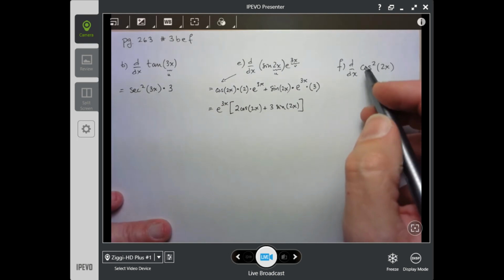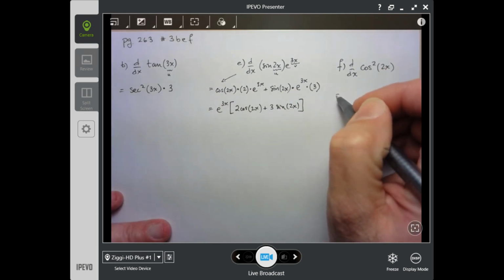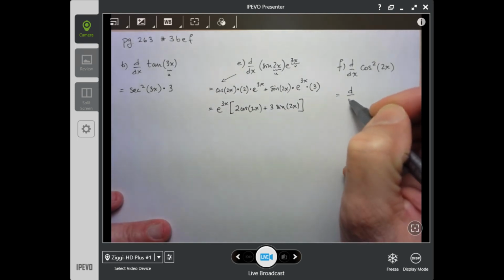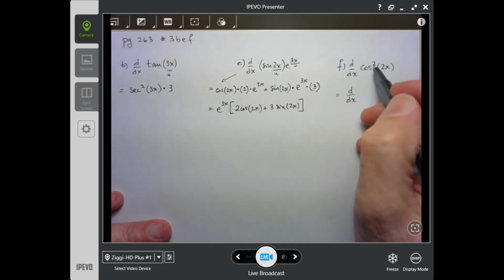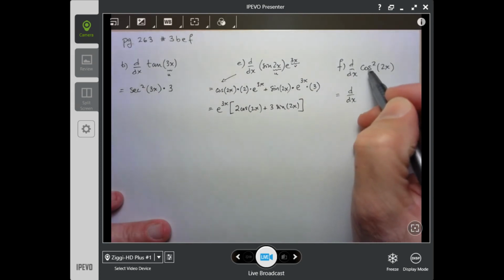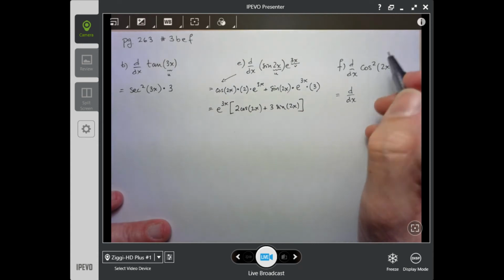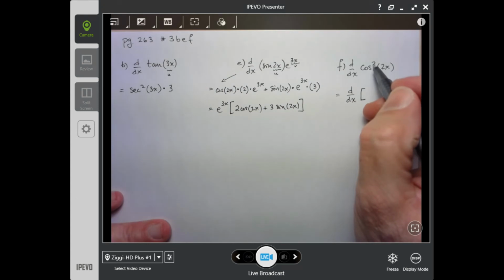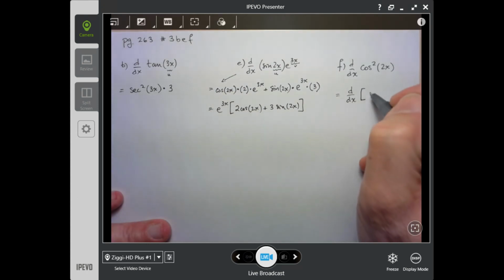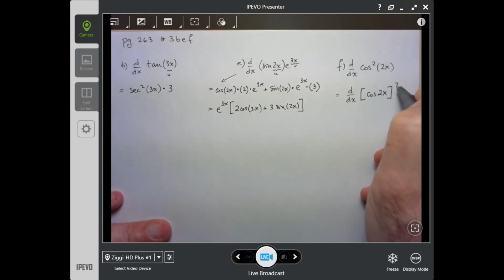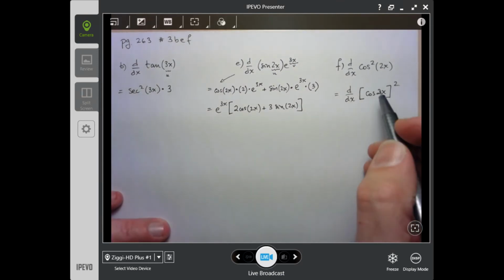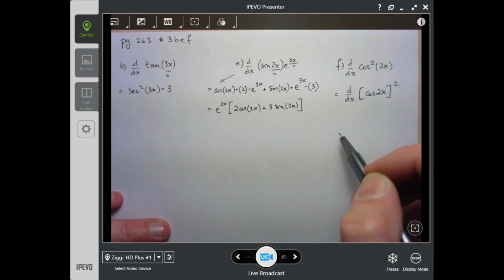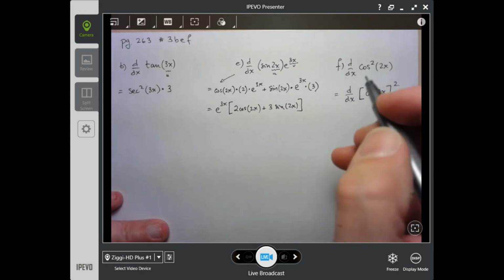Here, again, to make my life a little easier, I'm actually going to rewrite this. Instead of this square, writing it in our shorthand form, let me write it so that it very clearly identifies what's going on. What this means when we've got the square above the cos is that the whole cosine expression, so cos of 2x, this whole thing is being squared. This makes it a little easier to see how the chain rule is going to be used.